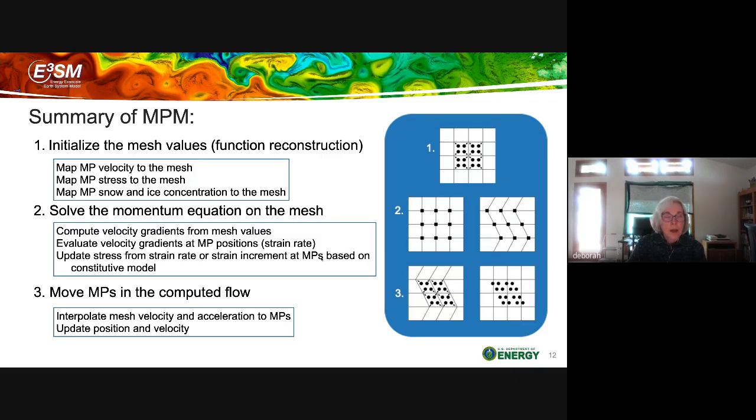And then in the last step, we actually move the material points in that computed flow. And so we're interpolating values from the mesh back to the material points and moving them. And then we can start over again. We have a scattered set of data points, and we can project that onto the mesh and continue. So that's how MPM works. And so I want to show you how this works on the sphere and what we have to do.